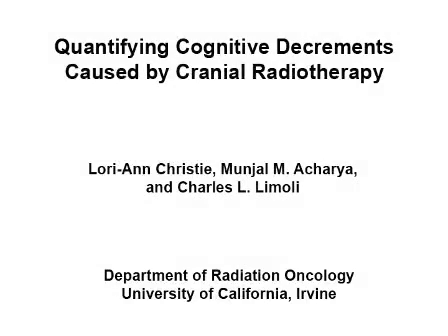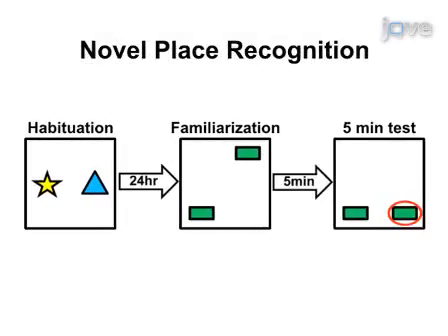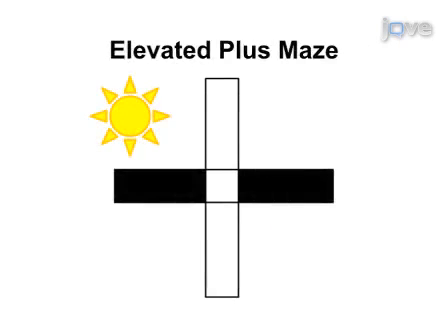The overall goal of this procedure is to quantify behavioral and cognitive changes induced by cranial irradiation. The first step is to test hippocampal-based spatial recognition memory using the novel place recognition task. Next, anxiety levels are assessed using the elevated plus maze task.